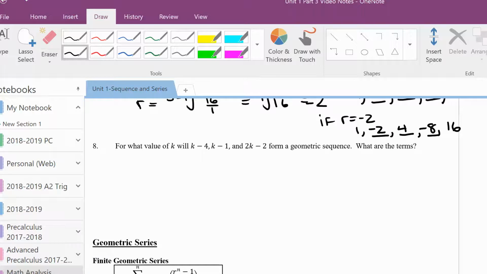So number 8, for what value of k will it form a geometric sequence? So remember, to find r, you take this term, the second term, divided by the first term. Or you could take the third term divided by the second term. So these are going to be equal.